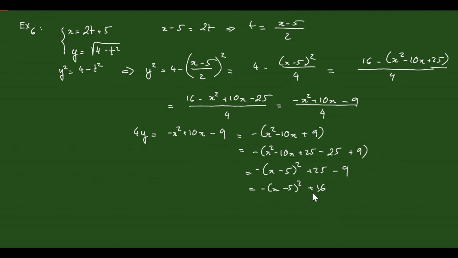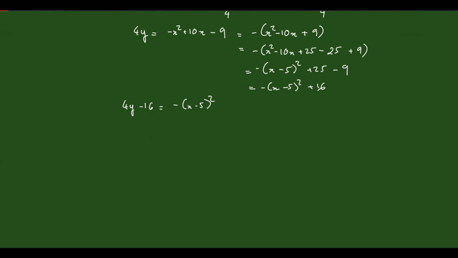Then I'm going to subtract both sides by 16, so I will have 4y minus 16 equal to negative (x minus 5) squared, right? If I divide both sides by negative 1, I will have (x minus 5) squared equal to 16 minus 4y, right? And I factor 4 out, so we have 4 times (4 minus y). I reorder them, so I have negative 4 times (y minus 4).